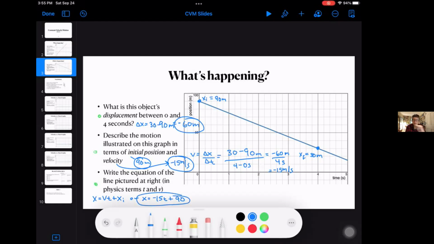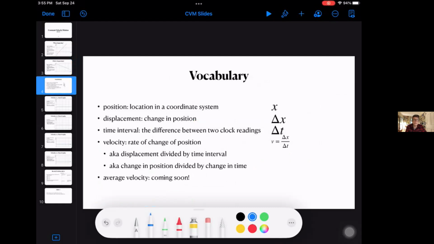All right, hopefully that all matches up with what you got and feels like review of the first problem set and the stuff that we did in the last class. Let's move forward now and make sure we've got a couple of key definitions that we can agree on.